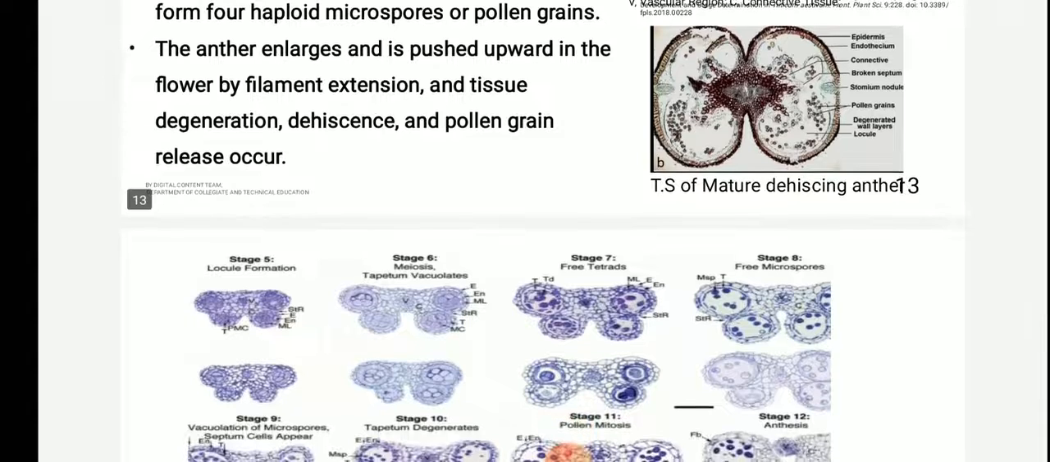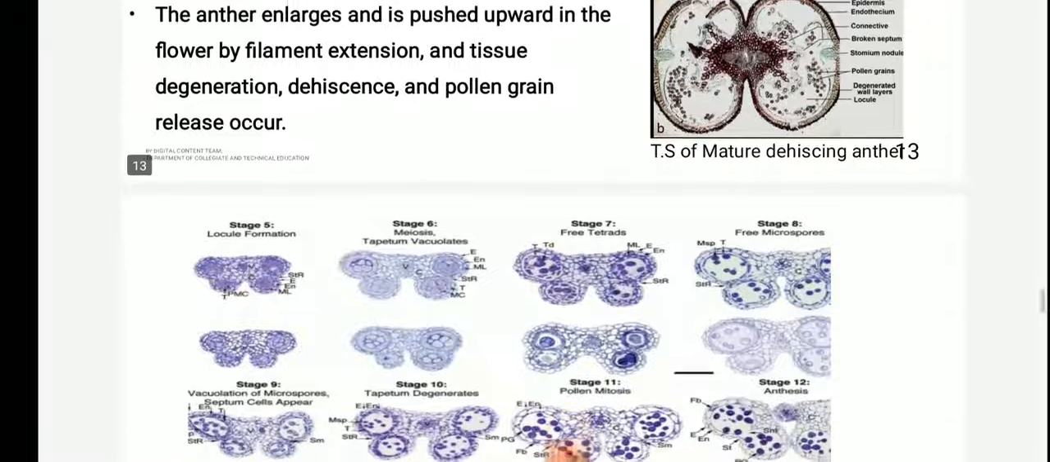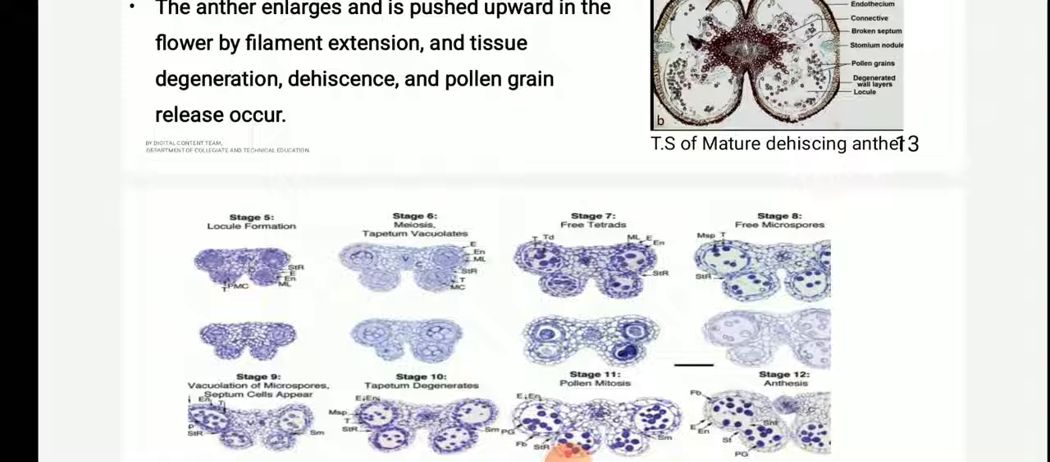The anther enlarges and is pushed upward in the flower by filament extension, and the tissue degeneration, dehiscence, and release of pollen grains happen later, which we will study in another session.